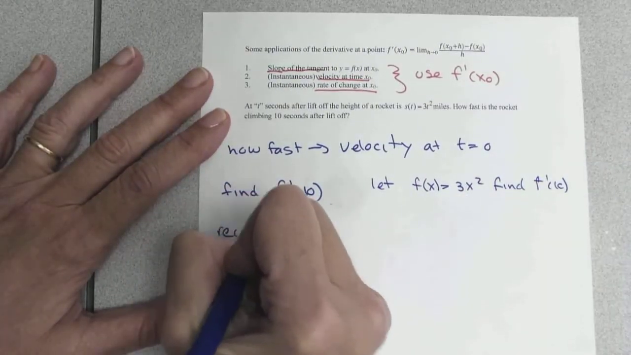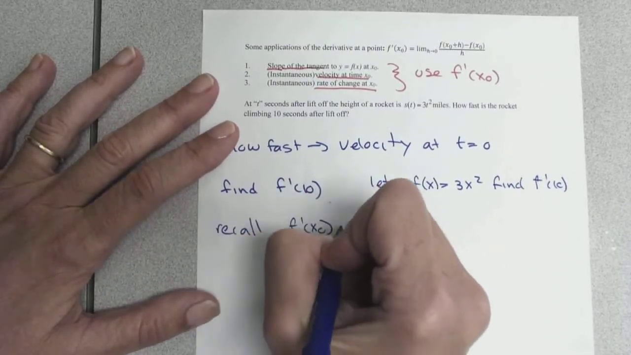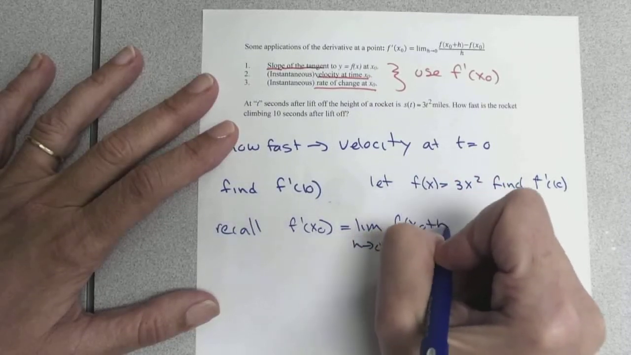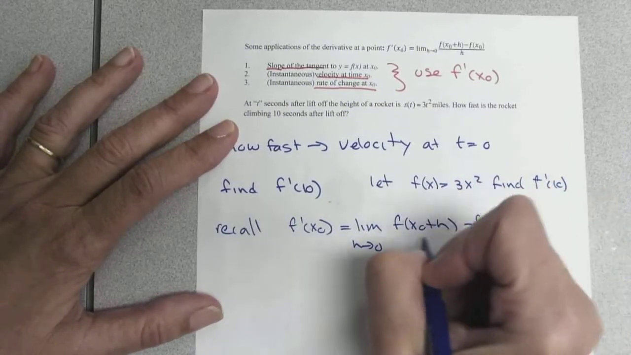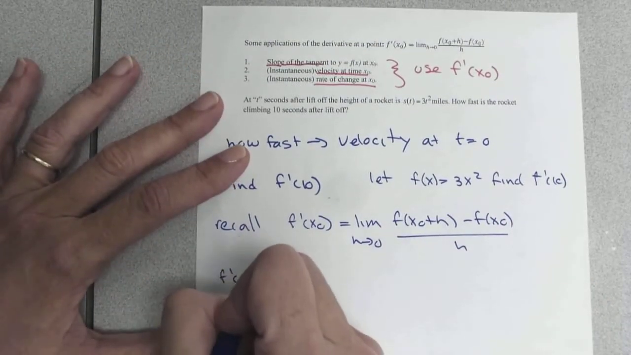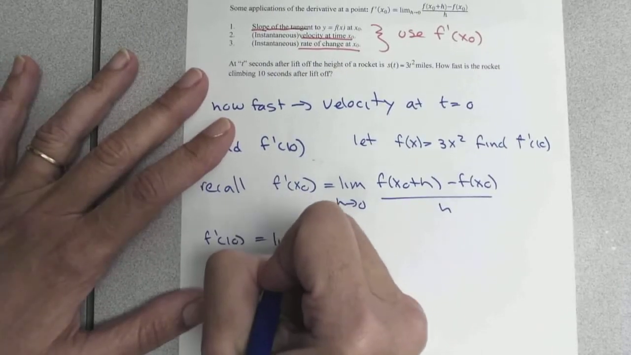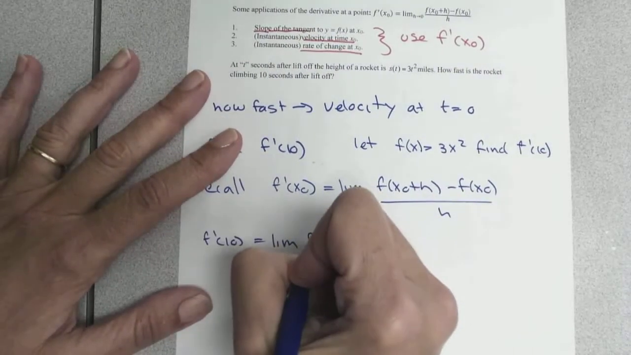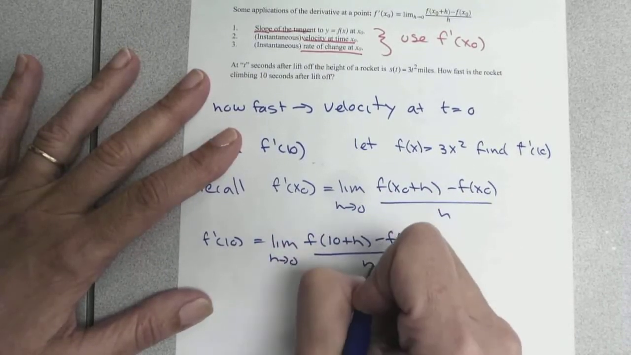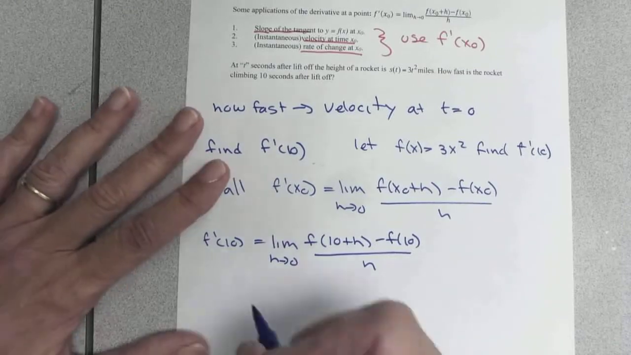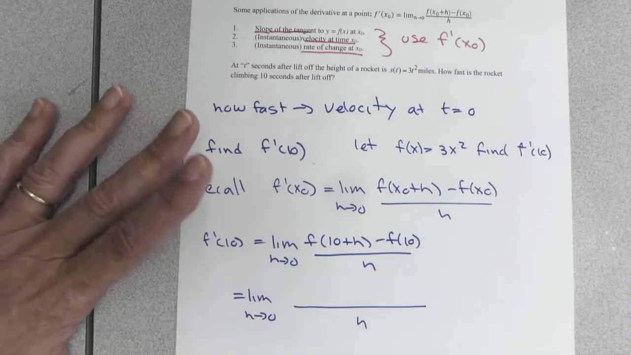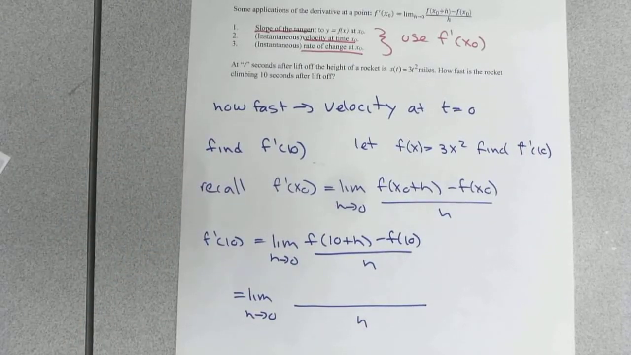So one more time, recall, f prime of x naught is the limit as h goes to 0 of f of x naught plus h minus f of x naught all over h. So in this particular case, f prime of 10 is going to be the limit as h goes to 0 of f of 10 plus h minus f of 10 all over h. And again, substitution would give you 0 over 0, which tells you nothing. So we need to do the algebra to get rid of that h.